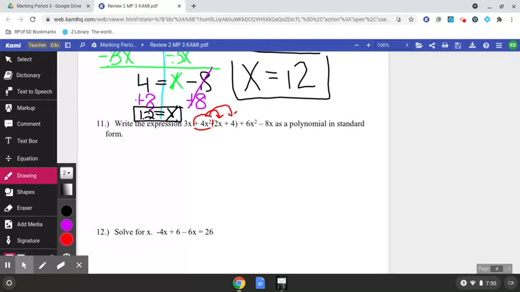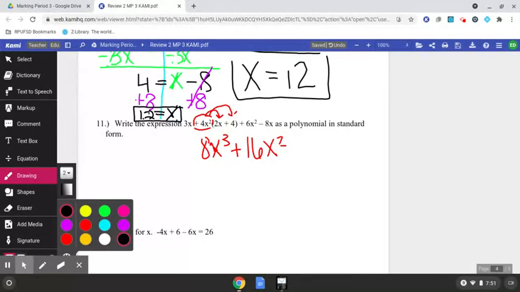So 4x squared times 2x would be 8x cubed because remember we're adding the exponents here. And 4x squared times 4 would be 16x squared. Now, all that answer is what I get when I distribute. I still have a 3x in front of that, a 6x squared behind it, and a minus 8x as well.